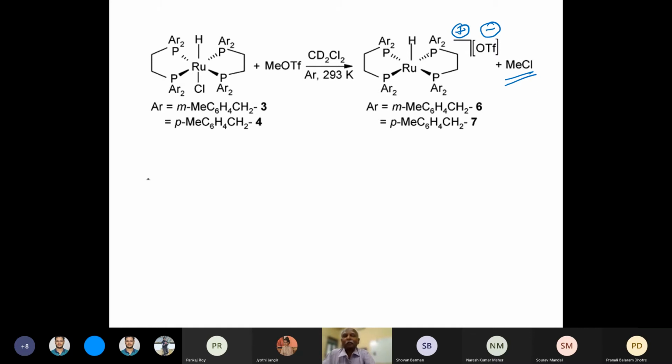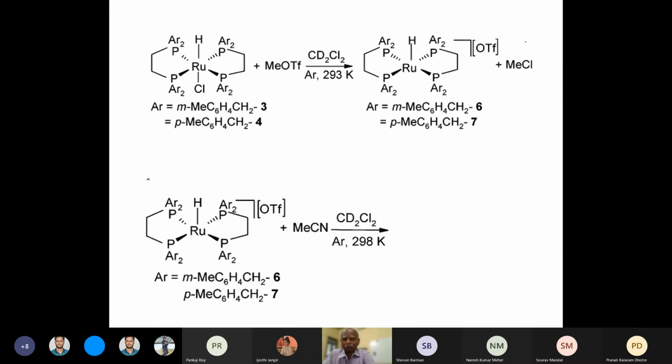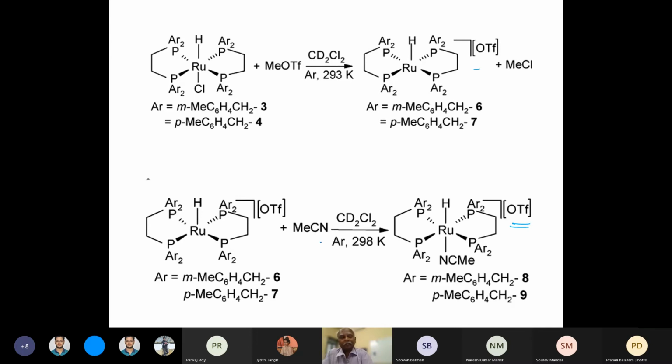Now I want to tell you something about it. Now this is a hydride complex, right? This hydride complex interacts with a variety of ligands. This is again 2+, ruthenium 2+. So it can accept this acetonitrile trans to the hydride and form a stable complex. This was characterized.